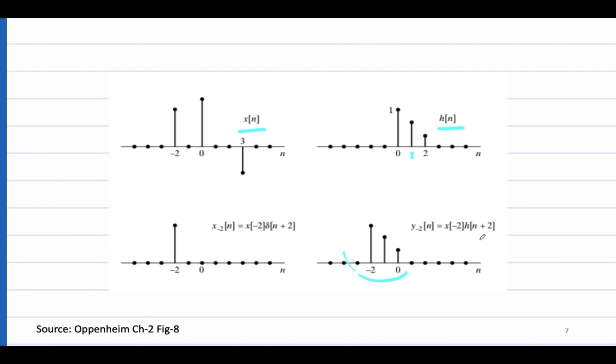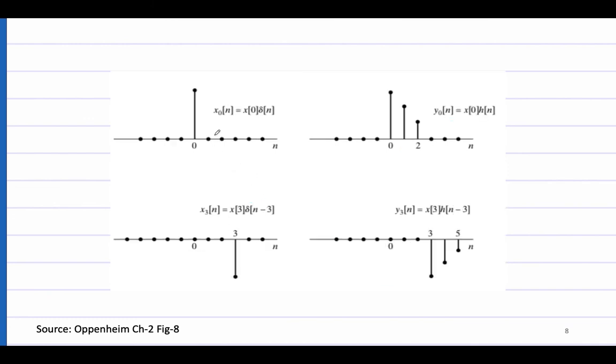Now, basically, mathematically I can say this component is x of minus 2 times delta of n plus 2. This is simply from the formula, n minus n, so here n is equal to minus 2. So this is what you get.